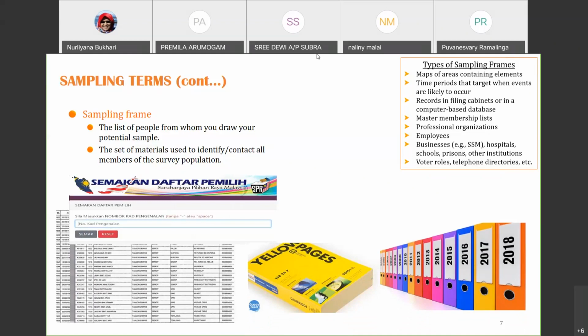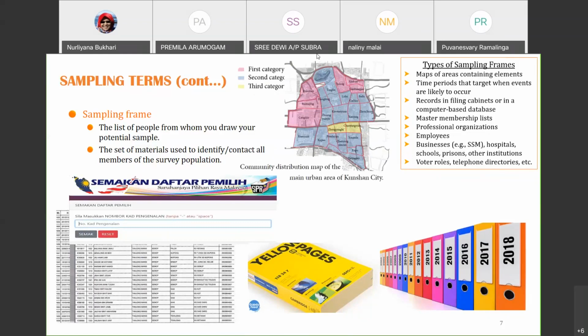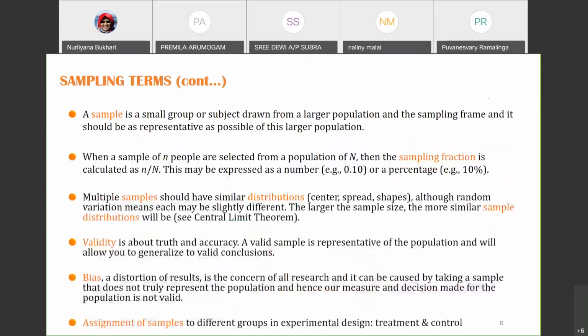And that's actually for the voting, the SPR. How many voted, how many registered, how many qualified but not registered, and so on. That's a district map. Kunshan City. Are you here? I know this is very bad, but whatever is related to China definitely has to be mentioned, just in case you're from here. Okay, so that's sampling frame.